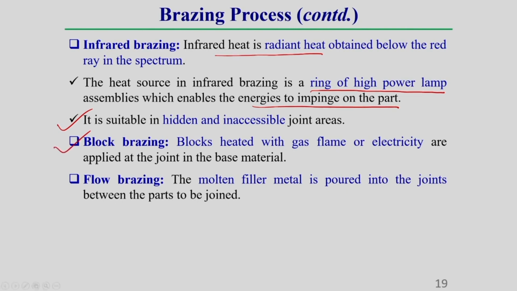Another category of brazing process is called block brazing. In this process, blocks are heated with a gas flame or electricity. After that, the block is applied at the joint in the base material which is to be brazed. And the last category is called flow brazing. Here the molten filler material is directly poured into the joint between the parts to be joined. First the filler material is converted to molten state, after that it is directly poured into the required location for brazing. That is why it is called the flow brazing process.